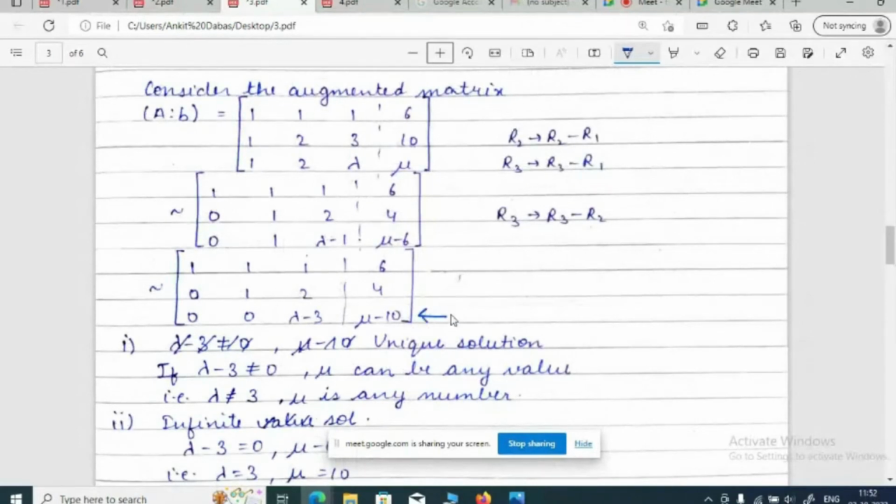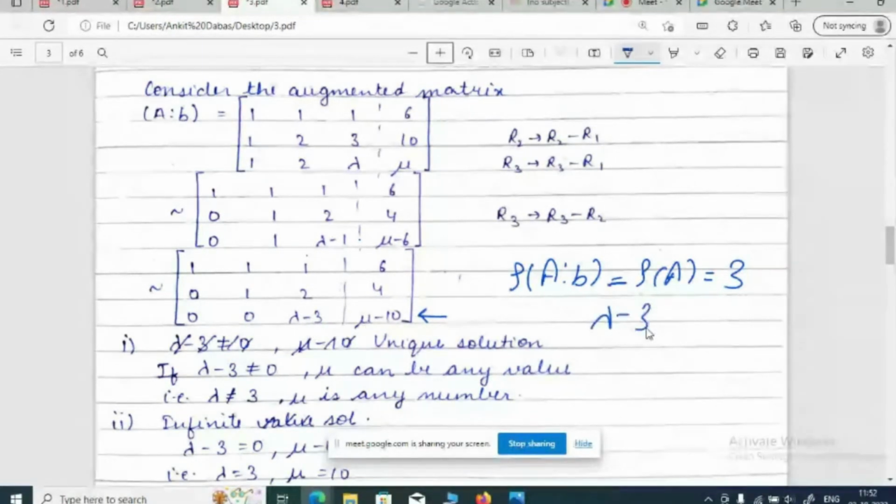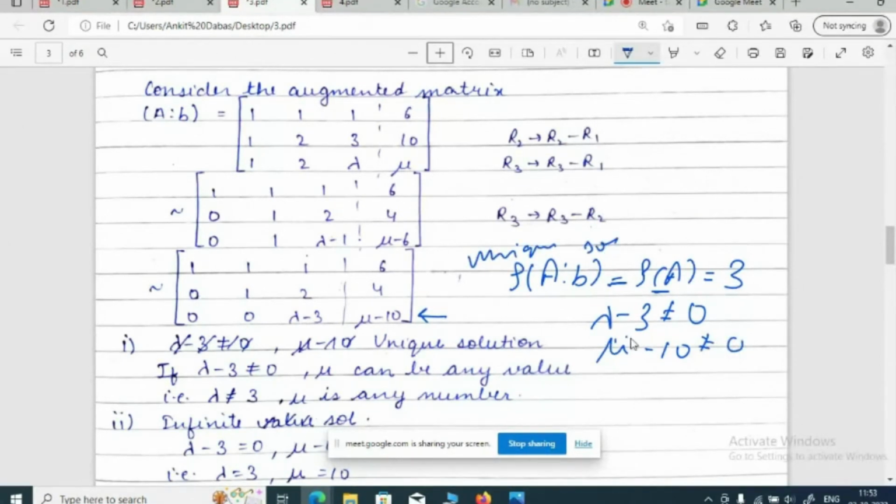So for a unique solution, what should we have? The rank of this augmented matrix should be equal to the rank of A, which should be equal to the number of variables, which is 3. So lambda minus 3 should not be equal to 0, because if this is equal to 0, then the rank of A will be less than 3. And if this is not 0, then mu minus 10 should also not be equal to 0 for the case of a unique solution. So for lambda not equal to 3 and mu not equal to 10, the solution will be unique.